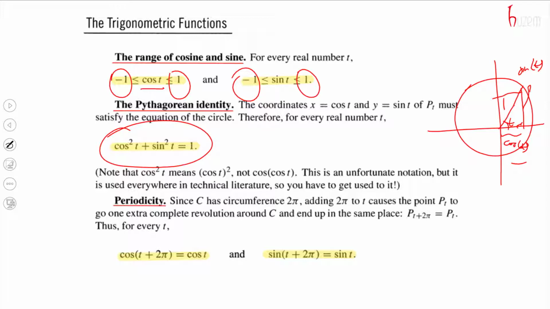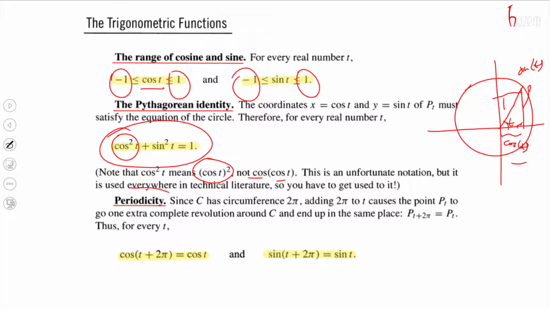We have to make sure we don't confuse this notation, because we put the squared right after the cosine or sine, and that means we really take cosine t in parentheses, squared, not cosine of cosine or anything else. We need to be careful with this notation because it's everywhere in the literature.